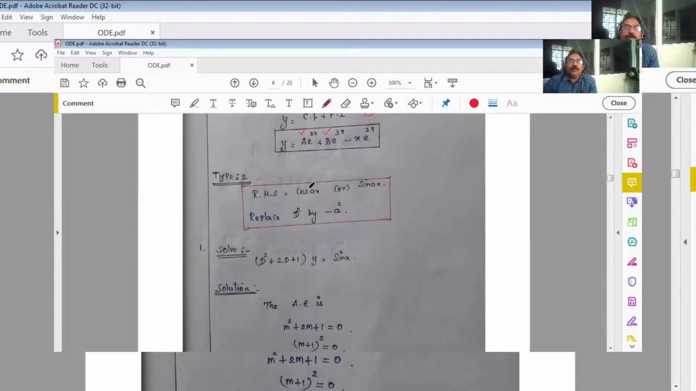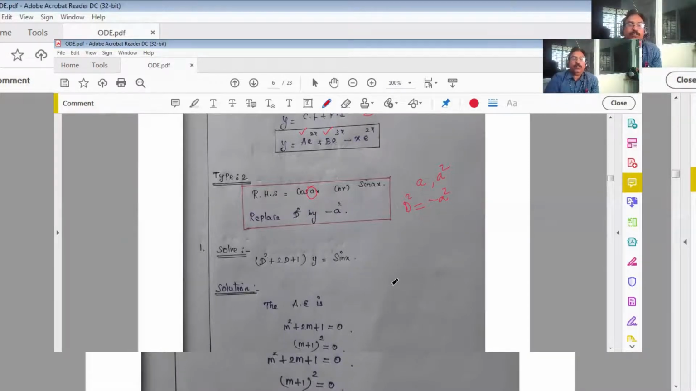You closely observe this constant, right? A. So D square is equal to, right? As soon as A, you write A square. D square is equal to minus A square. Okay, D square is equal to minus A square.